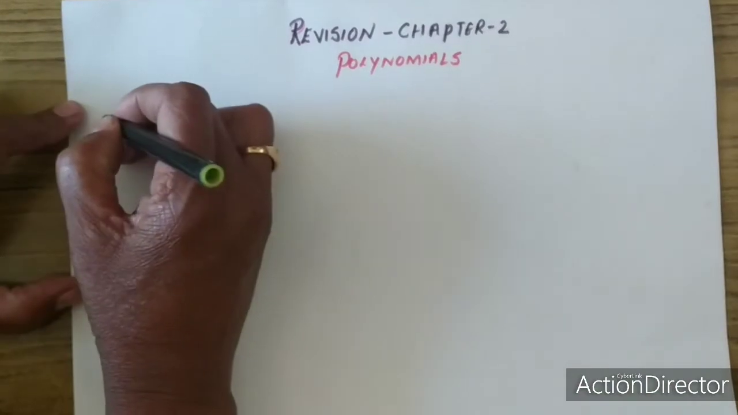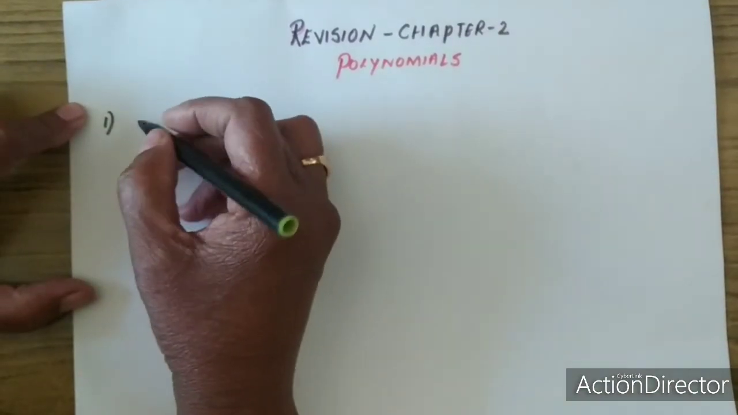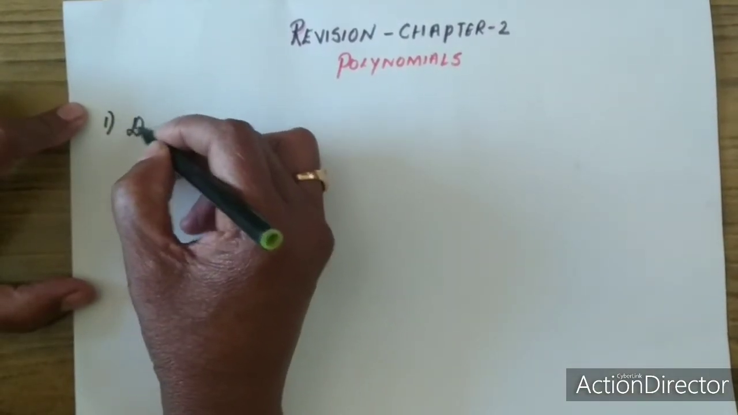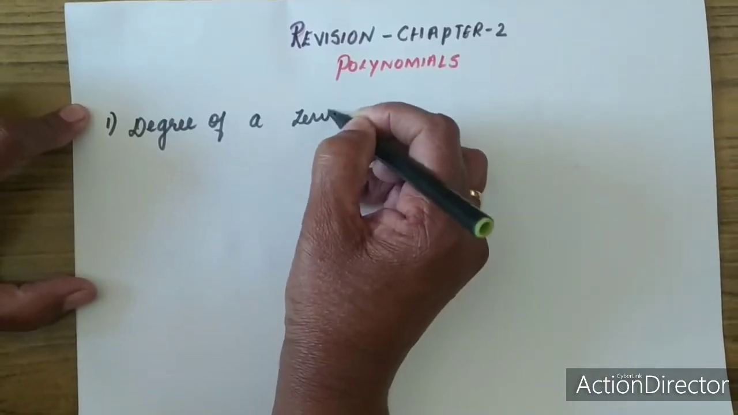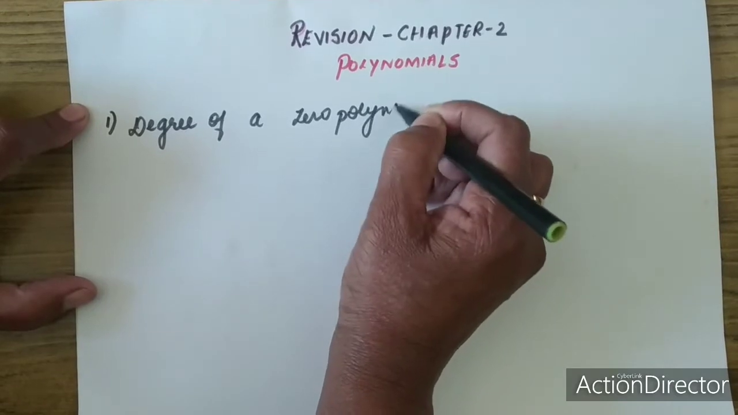First question. Write the degree of a zero polynomial. So the degree of a zero polynomial is not defined.